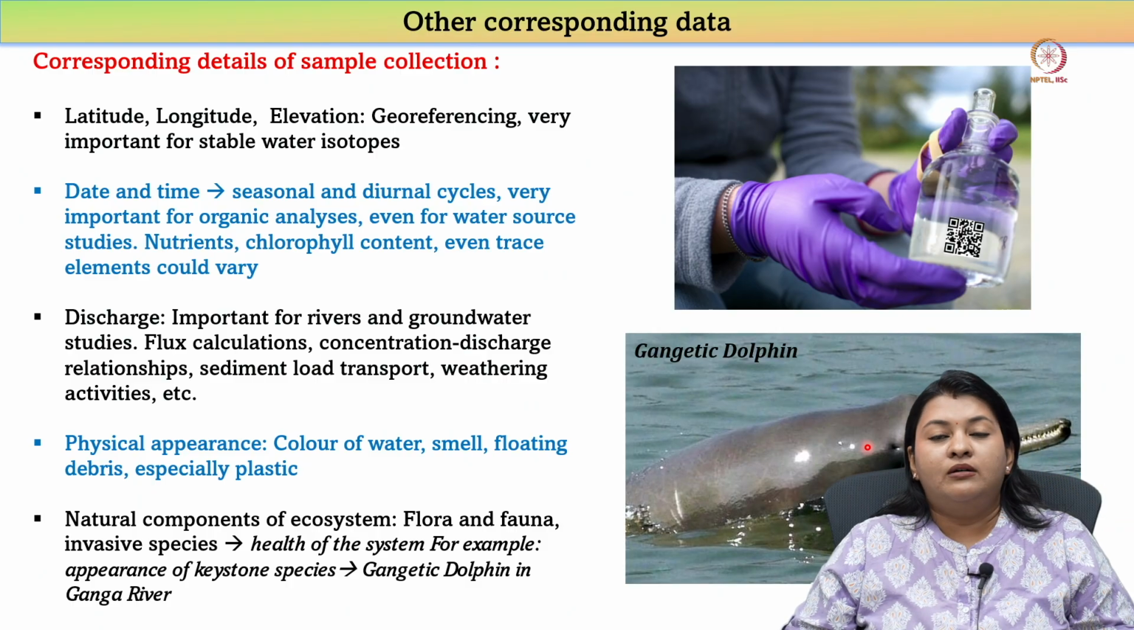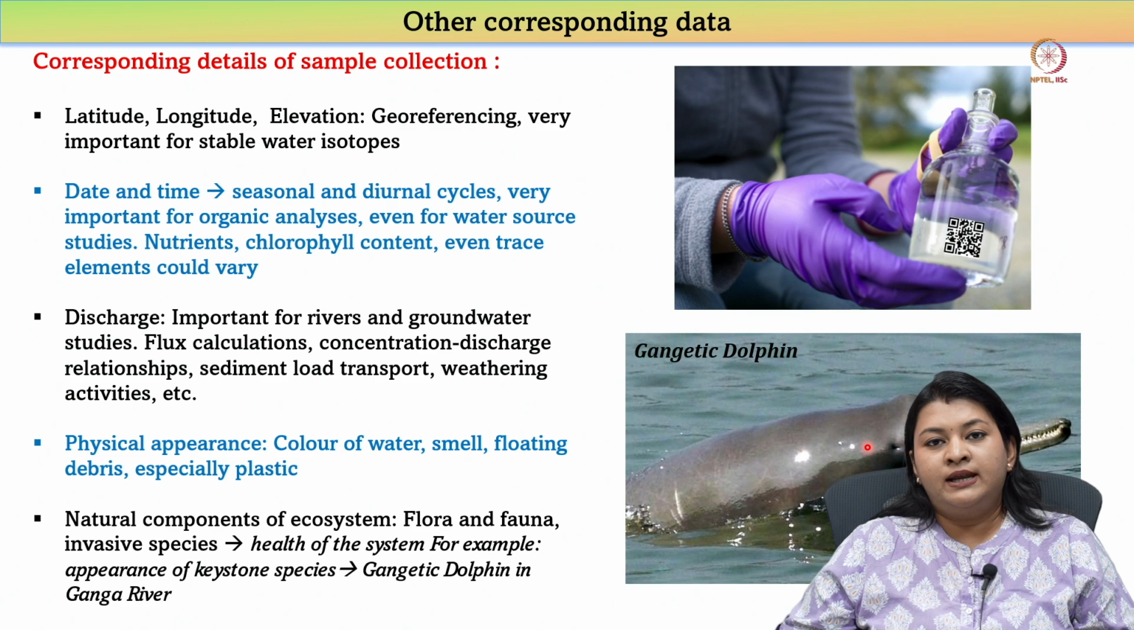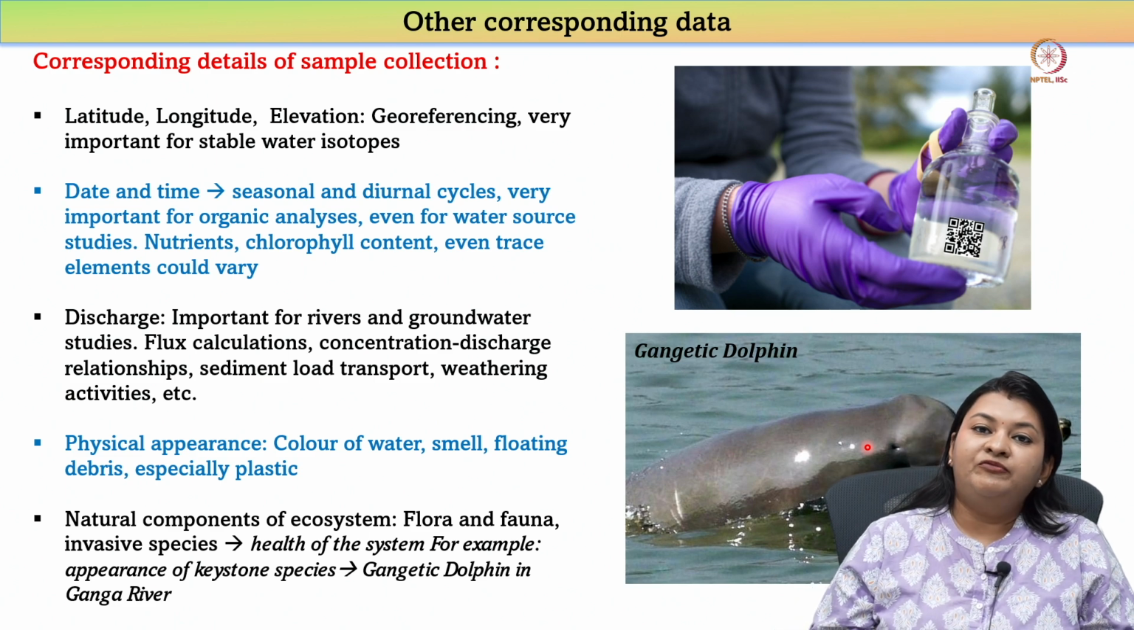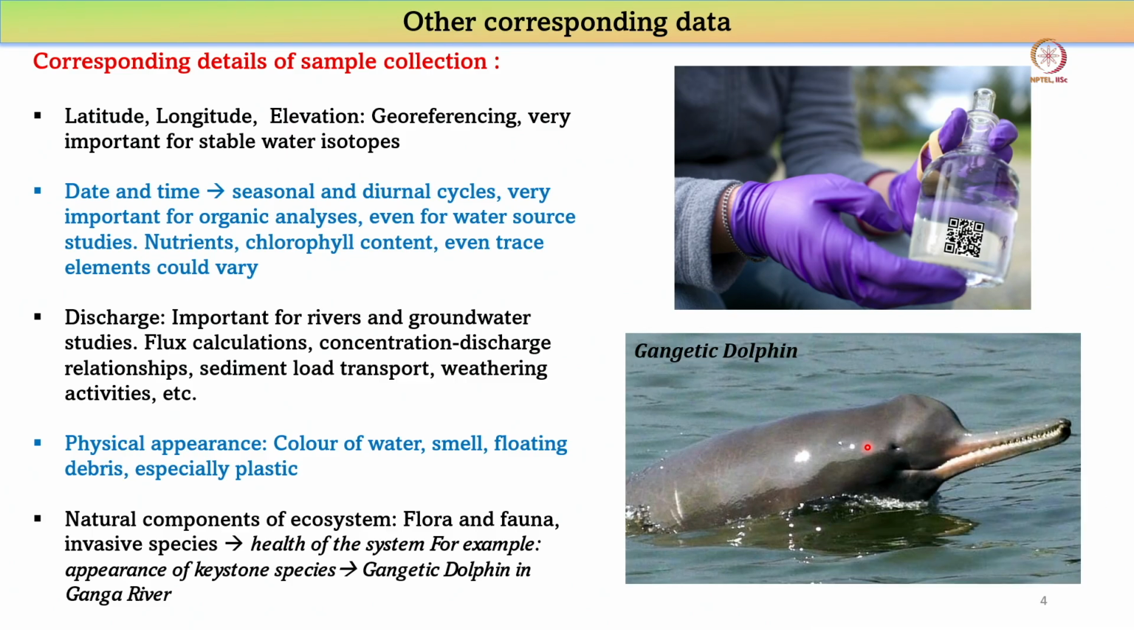Date and time, again, extremely important. What is the season that you're collecting? What time is it? Whether it is daytime, whether it is very early in the morning, whether it is close to the evening, at what time of the day you're collecting a sample is extremely important, especially for those particular constituents which vary with the organic photosynthetic cycle.